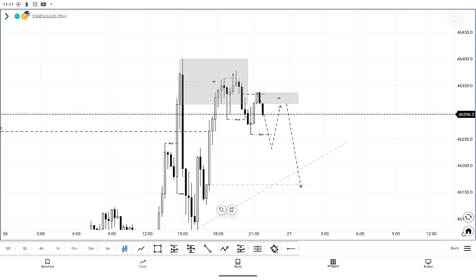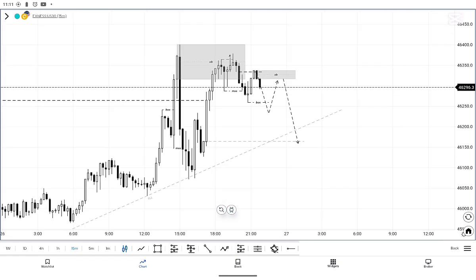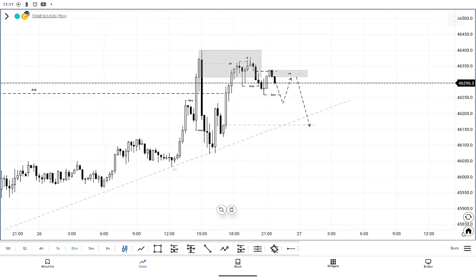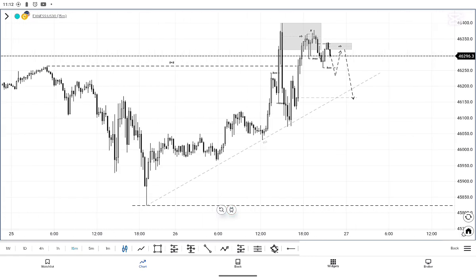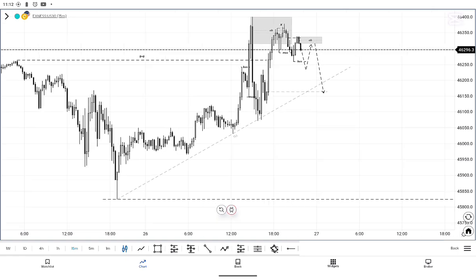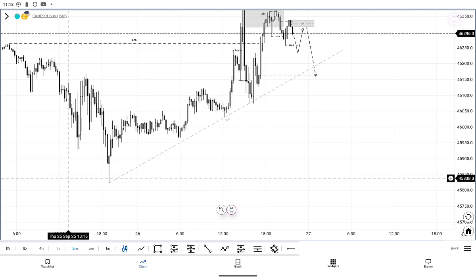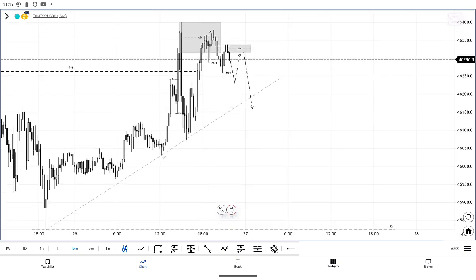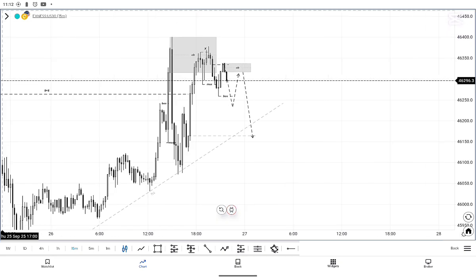So now, where am I going to be taking my take profit? My overall take profit is at this low because this is trend line liquidity here. So my overall TP is at this particular low, right? But I noticed something right here.